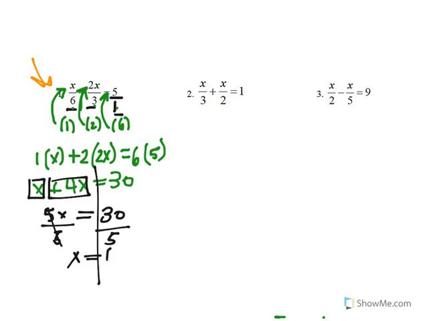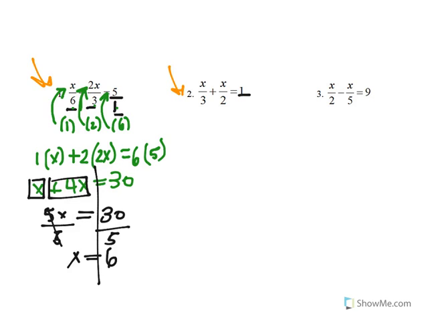X equals 6. Let's try this next one here. Make sure that you copy down this work. That way when you go home and do your homework, you have something to look at if you get stuck. So number 2.